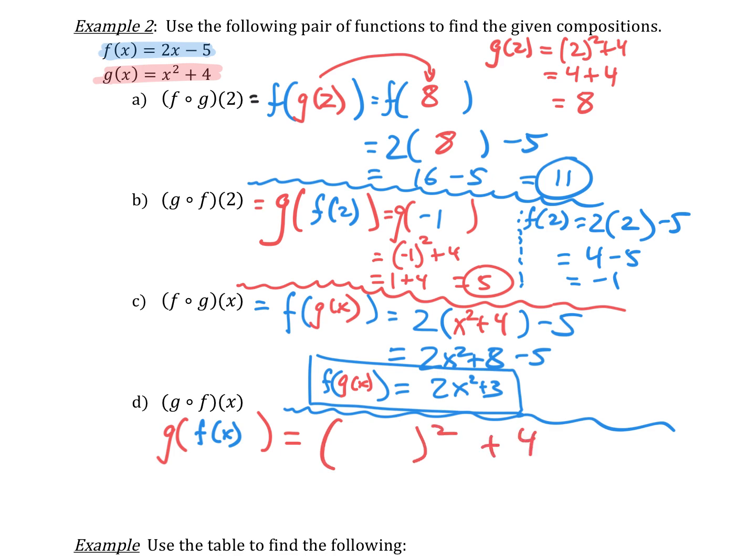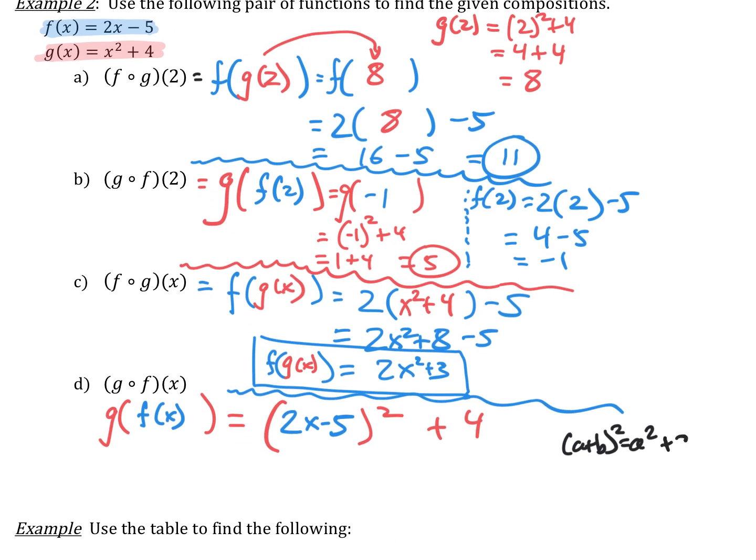Now we say, what are we putting into g of x? We're putting f of x into g of x. And what is f of x? It is 2x minus 5. So we're putting f into g. So here's what f of x is. We're putting it into the function g. All right. And so now we've got to square that function there. So remember, (a plus b) squared is a squared plus 2ab plus b squared. If you want to write this out, you can: 2x minus 5 times 2x minus 5.